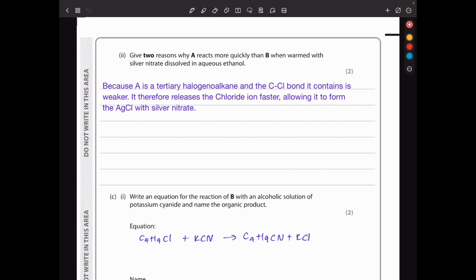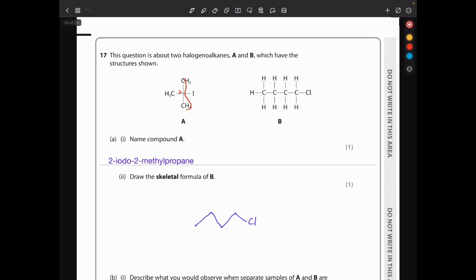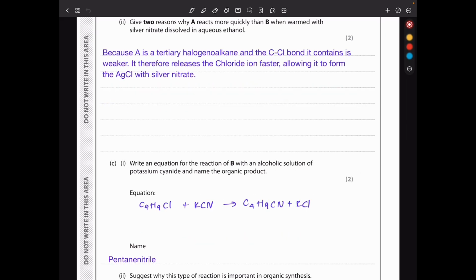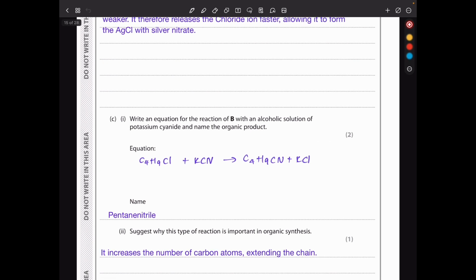And next they say give 2 reasons why A reacts more quickly than B when warmed with silver nitrate dissolved in aqueous ethanol. To take you back, when we look at this, it's a tertiary halogenoalkane, and it's a carbon iodide bond, meaning it's going to be weaker because the C-I bond is weak, plus being tertiary causes this bond to break easily. So I said because A is a tertiary halogenoalkane and the C-I bond it contains is weaker, it therefore releases the halide ion faster, allowing it to form silver iodide with silver nitrate.